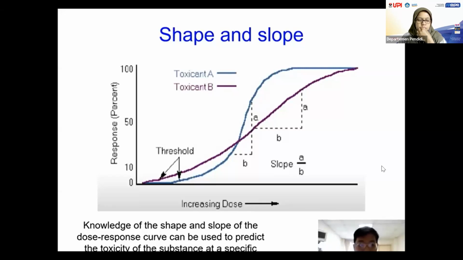The threshold is the point, okay? Usually it's experiment data. It has to be experiment data. The point whereby there's no toxic effect observed yet. Okay, so this is what we call the threshold effect, as what I explained just now.